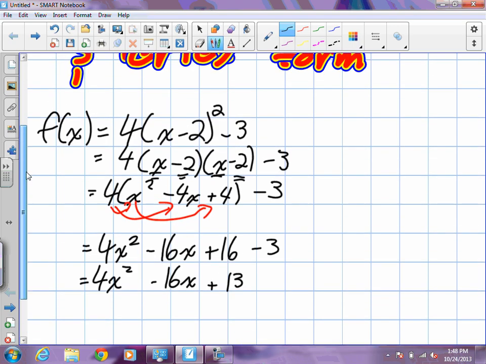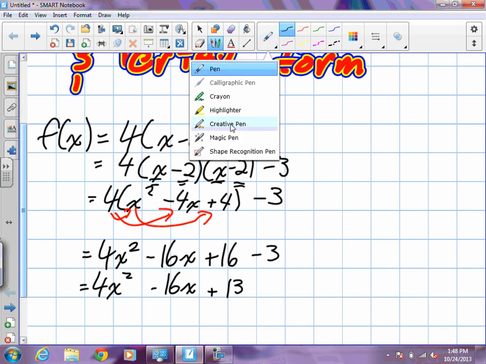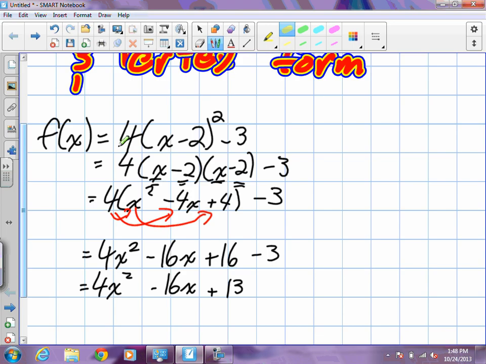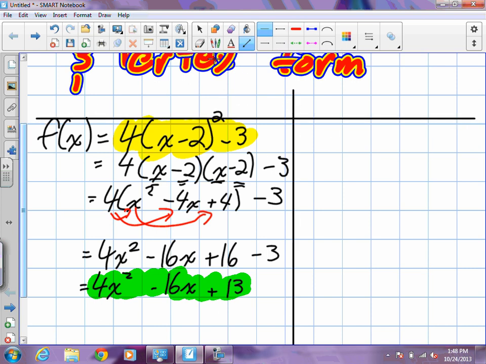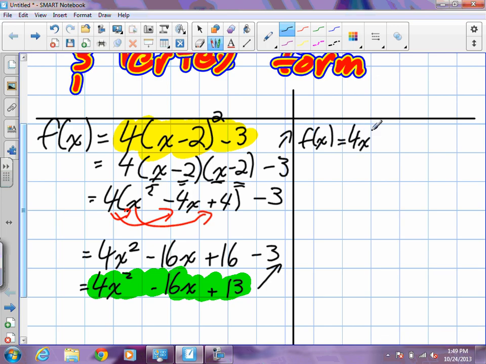So we've now gone from where we started. This was our vertex form to our standard form. Now what I'm going to try to do on the side is do the complete reverse. Hopefully I have enough room. This is called completing the square. So we're going to do the reverse order. I'm going to take this and put it at the top. So we have f of x is equal to 4x squared minus 16x plus 13.